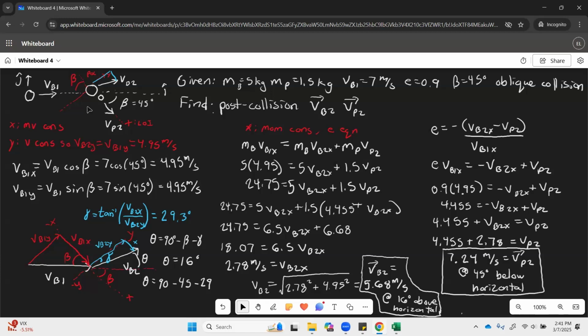The x direction, we used conservation of momentum and the e equation with the pin. And so we were able to solve out for VB2x and pin velocity. We already knew the angle of the pin because it was given in the problem. And so then we used that x velocity of the ball with the original y velocity of the ball to find the final speed and the final angle.